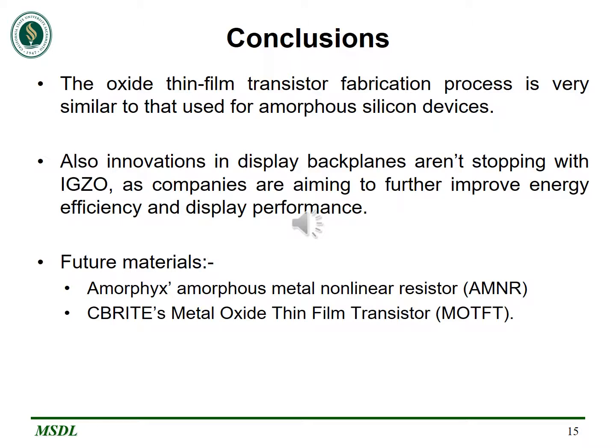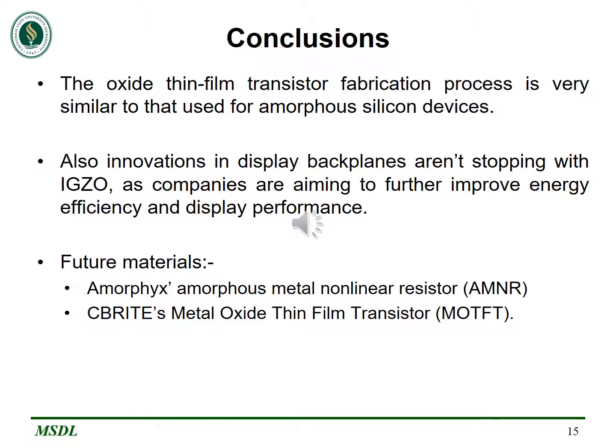Now coming to conclusions, there's little doubt that amorphous oxide semiconductors can replace amorphous silicon. The only question is when. The answer mainly depends on how long it will take to develop large-scale manufacturing capability, but the oxide thin film transistor fabrication process is very similar to that used for amorphous silicon devices, so the display industry can leverage much of its existing infrastructure and know-how.